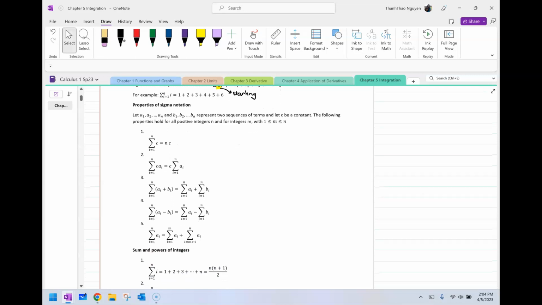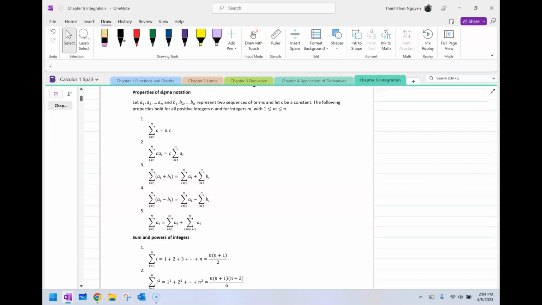The properties of sigma notation: let a sub 1 to a sub n, and b sub 1 to b sub n represent two sequences of terms, and let c be a constant. The following properties hold for all positive integers n and for integer m, with 1 less than or equal to m less than or equal to n. The first property says if we look at the summation of c repeatedly, this really means c plus c plus c, and so on, for n times. This really just means n times c.